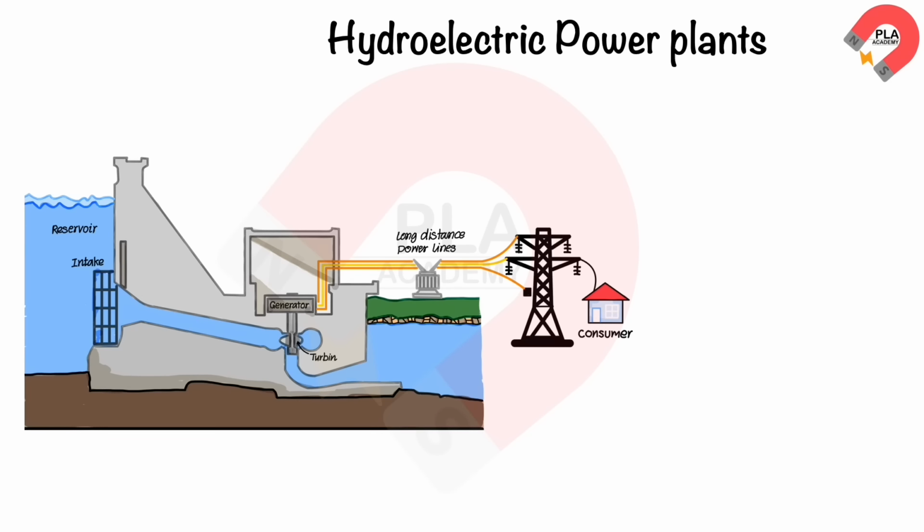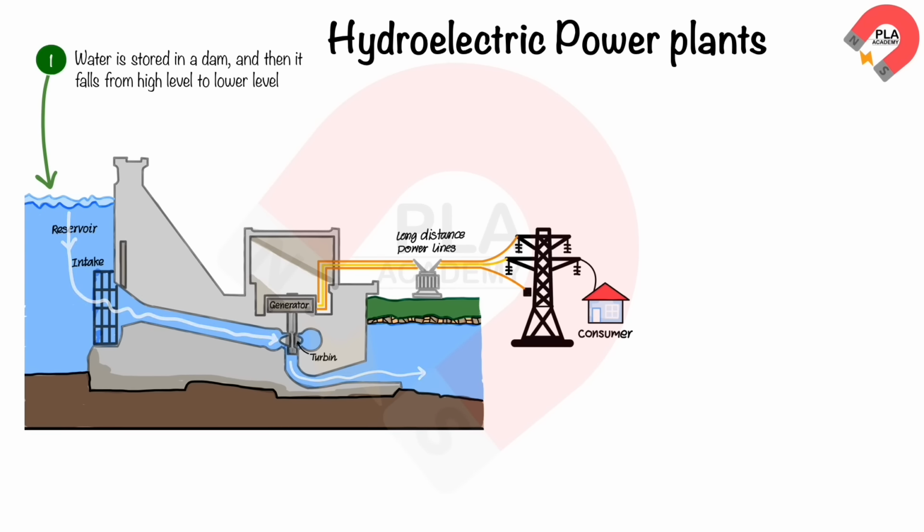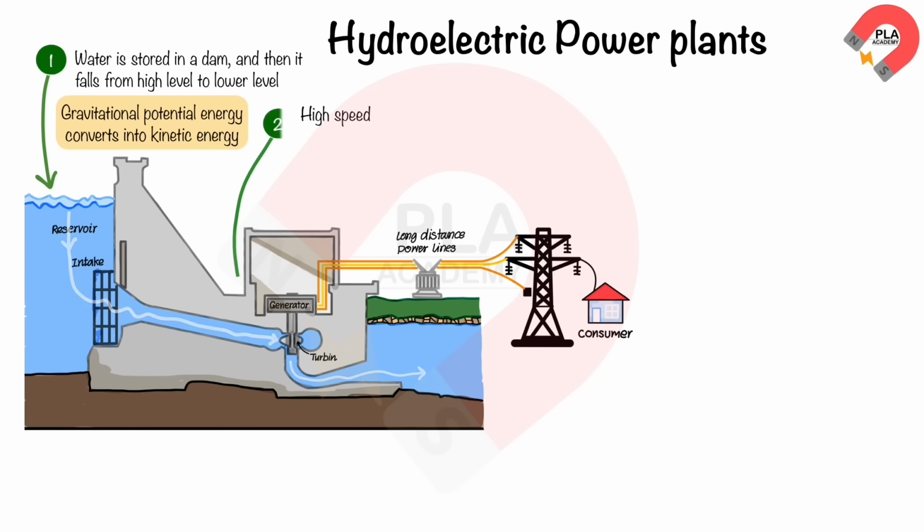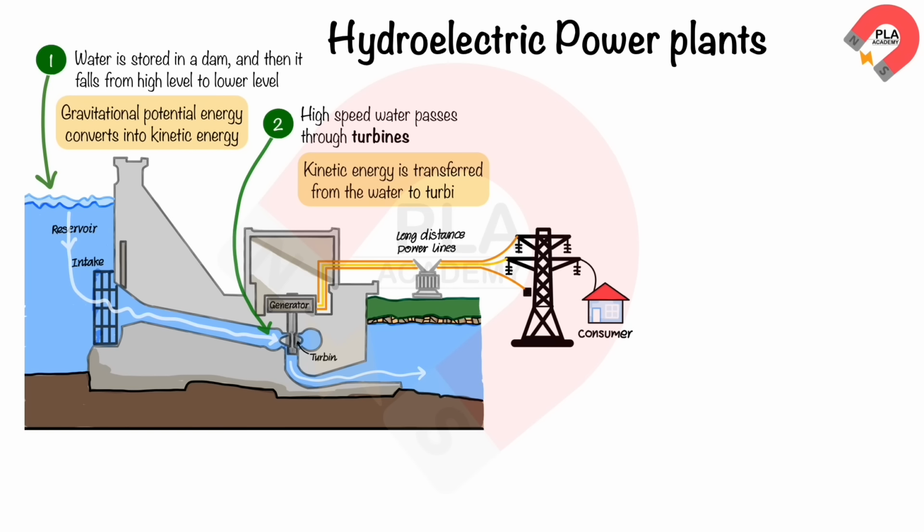Hydroelectric power plants. The water is stored at a dam, and then it falls from the high level to the lower level. This converts the gravitational potential energy of the water into kinetic energy of the water. The high-speed water passes through turbines. This transfers the kinetic energy of the water to the kinetic energy of the turbines.